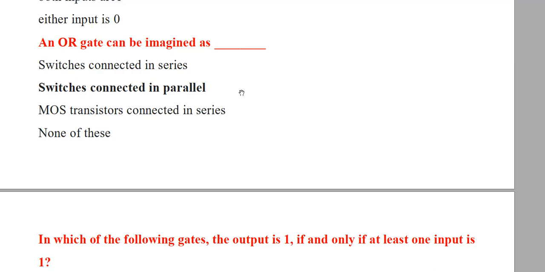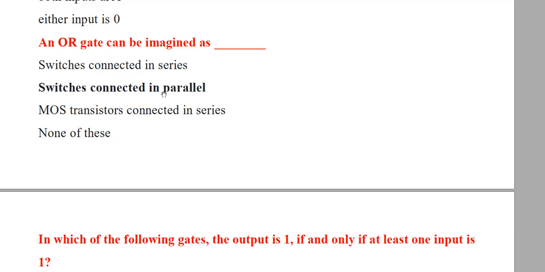And if both the switches are on, then of course the current will pass through both the switches. Of course it will divide, we don't have to go into the theoretical manner of that, but we will get the output as high. Yes, so for 0 1, 1 0 and 1 1 we will get the output. So that's why they are called switches connected in parallel.